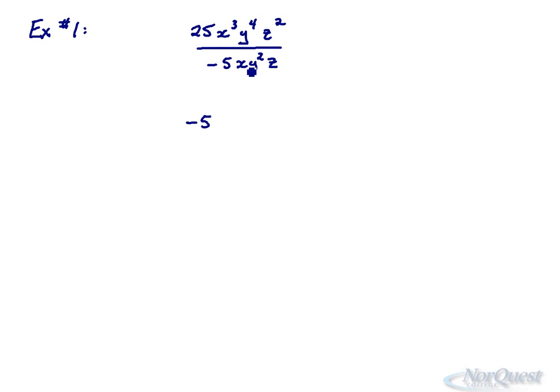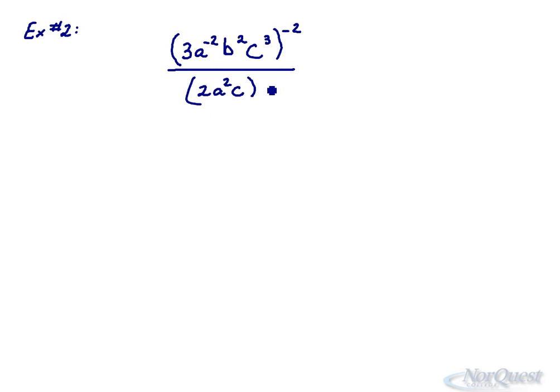25 divided by negative 5 will be negative 5. X cubed divided by x will give you x squared. Y to the 4th divided by y squared will give you y squared. Z squared divided by z, again subtract exponents. So your answer will be negative 5 x squared y squared z. Quick application of exponent laws. Same bases, when you divide, you will subtract exponents. One more monomial, make it a little bit tougher. Example number 2.